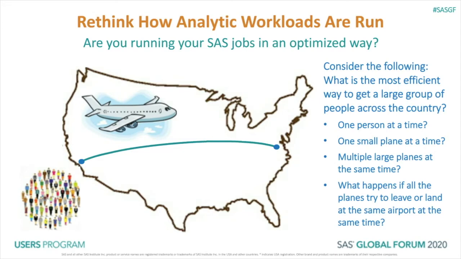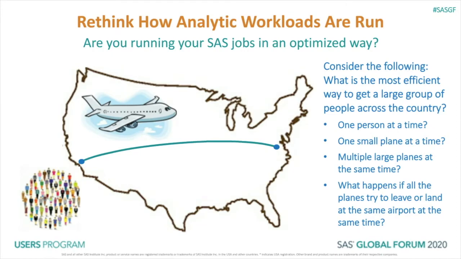So I thought it would be fun to look at this little example of what if you had a large group of people that you wanted to get across the country, and maybe think about how this relates to your SAS jobs. Does it make sense to send one person on a plane at a time? Or does it make sense to send a small plane if you have a huge group of people that needs to run? Would it be better if you had multiple large planes running at the same time?